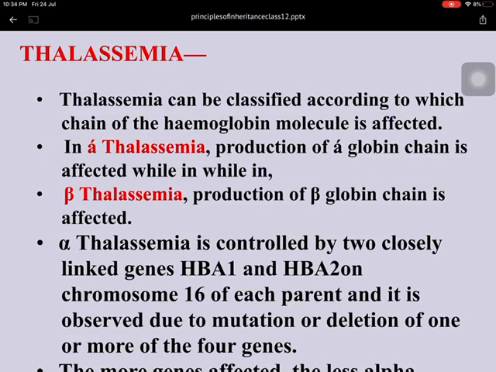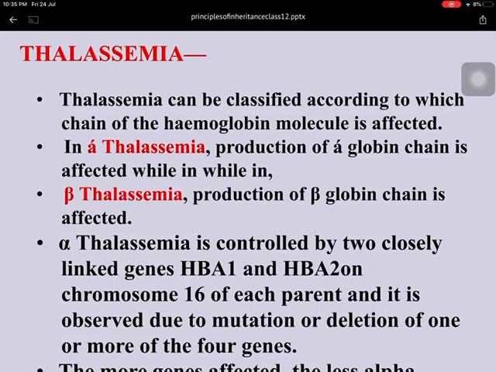So it also causes an anemic condition, loss of the blood, and it is a type of autosomal recessive disease. In this, formation of abnormal hemoglobin molecules results in anemia, which is also the character of the disease. So there are two types of thalassemia. Thalassemia is classified according to the chain of the hemoglobin. First is known as alpha thalassemia. Alpha thalassemia affects the production of the alpha globulin chain, and beta thalassemia affects the production of the beta globulin chain.